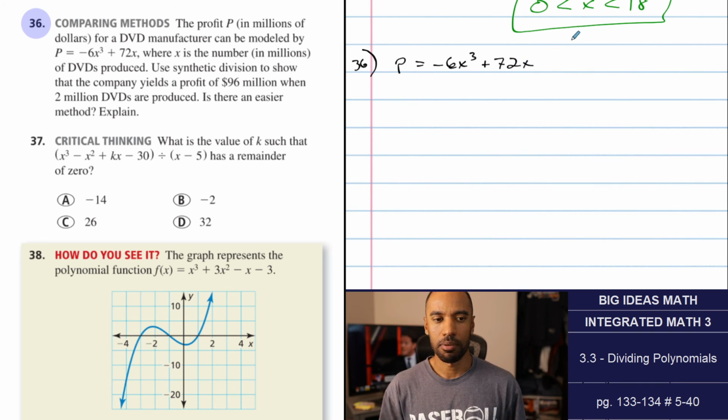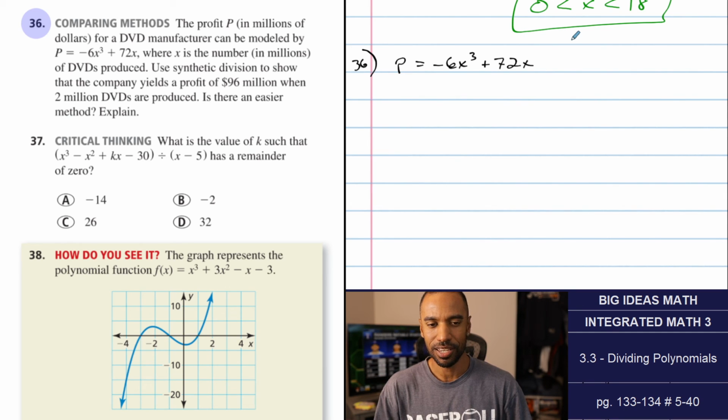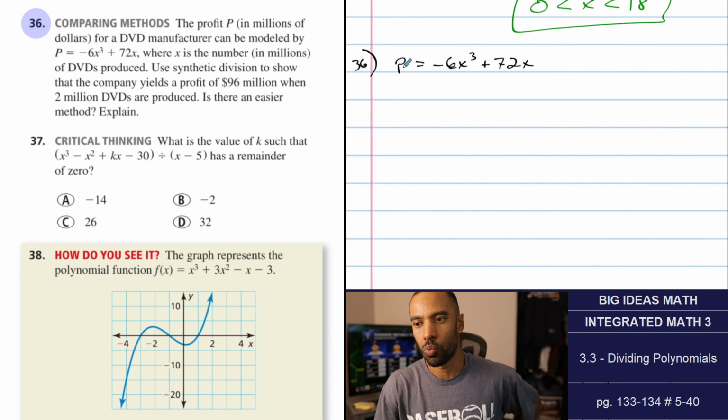Where x is the number in millions of DVDs produced. Use synthetic division to show the company yields a profit of $96 million when 2 million DVDs are produced. Is there an easier method? Explain. Well, remember, x is in millions, so you can plug in 2 for x and be good with that.